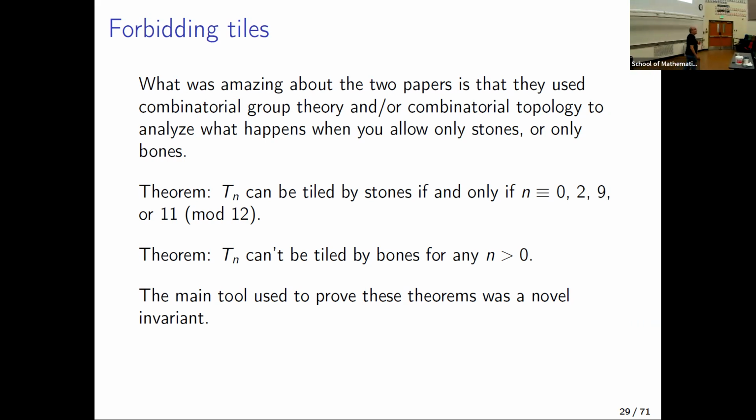So anyway, I'd love to give a whole talk just about these 2 papers, but this is supposed to be about open problems. So I'm not going to, but I urge you to acquaint yourself with this beautiful idea of Conway and Lagarias and Thurston. What they use it for is to show that in certain cases you cannot do the tiling at all. So the first theorem I've listed there is that T_n can be tiled by stones if and only if n is congruent to 0, 2, 9, or 11 mod 12. We know it has to be 0 or 2 mod 3, but this is a stronger condition that has to hold. And the second theorem is that T_n can't be tiled by bones alone for any n bigger than 0. You cannot do it for any n.